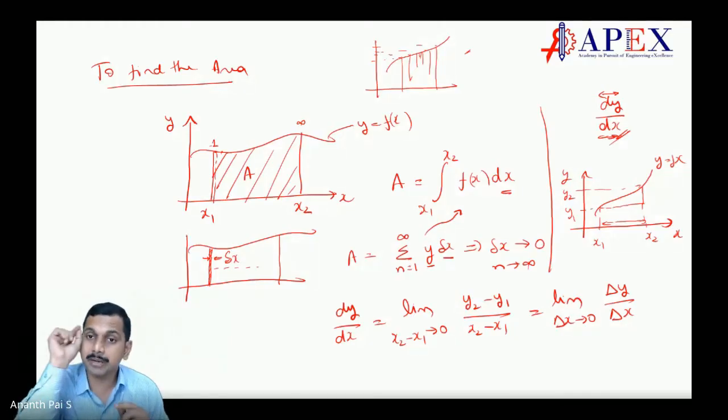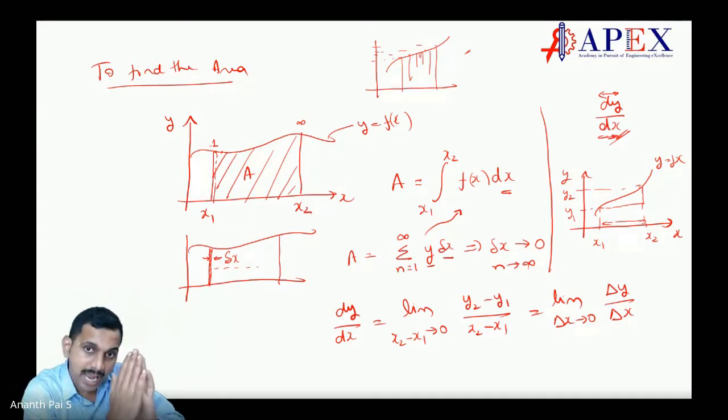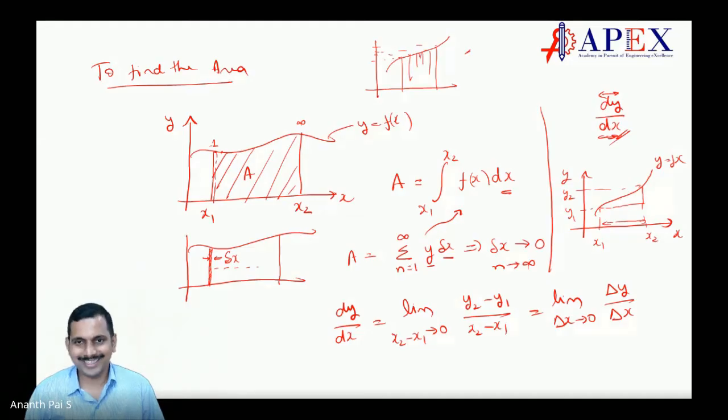In differentiation, we are continuously finding the slope. In differentiation, at a point we are finding the slope. In integration, we are adding up things.